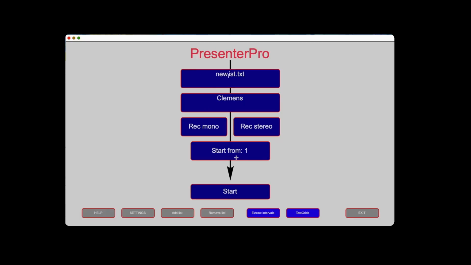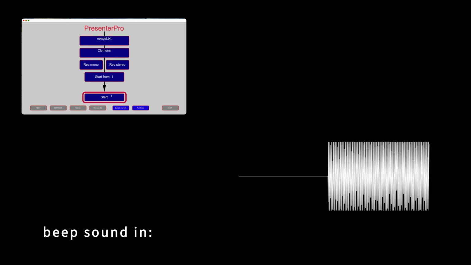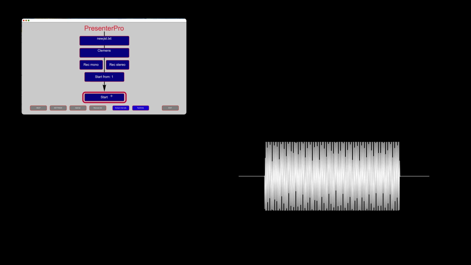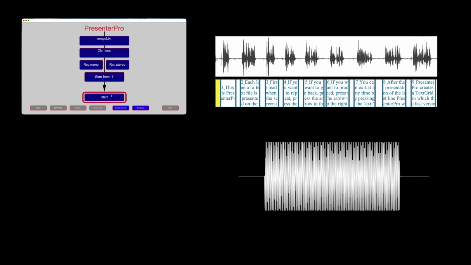Below the recording buttons, you will find a Start From button. It controls which utterance to first prompt on the screen. Keeping this at 1 means the first line in your list will be shown first. Before you press on Start, make sure that your loudspeakers are not muted. When you press on Start, PresenterPro will play a calibration tone. It is important that the sound is well audible in your recording, as it is a marker to later synchronize the recording to the text grid.